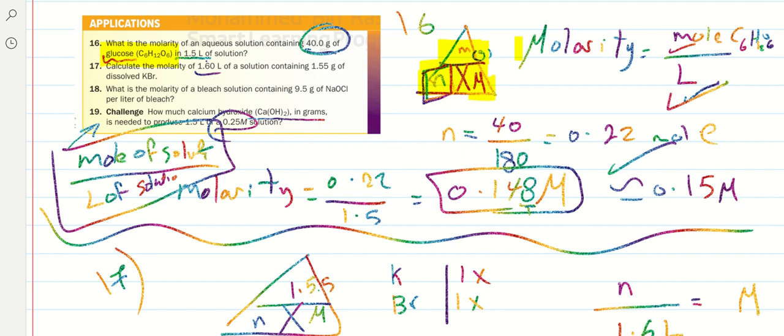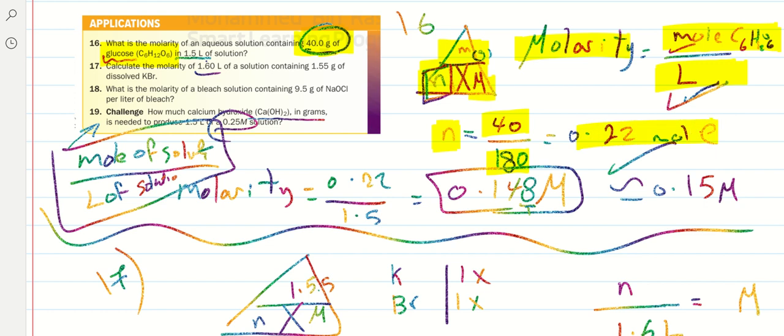Molar mass of glucose is 180. I got it from the periodic table. Okay, so molarity will be equal to mole of glucose divided by liter of solution. They gave me 40 gram of glucose. So number one, I have to calculate mole of glucose, which is 40 divided by 180. And this is the number of mole.